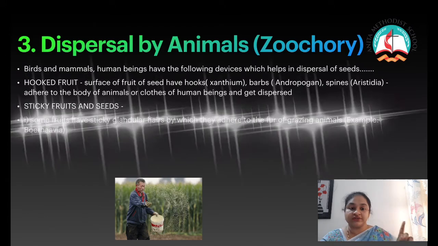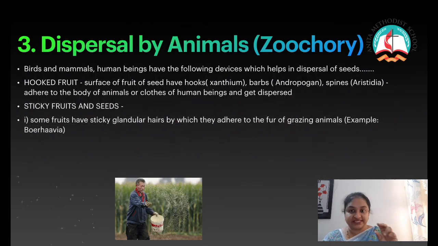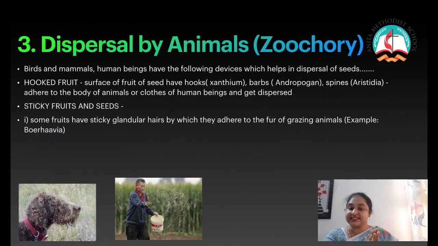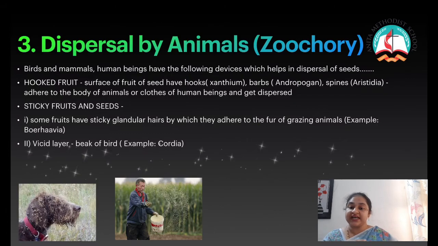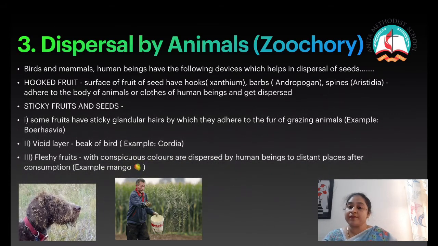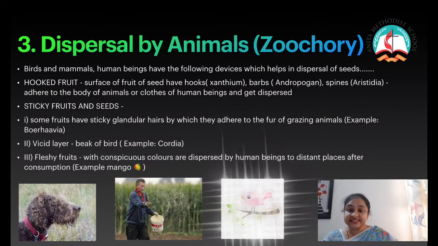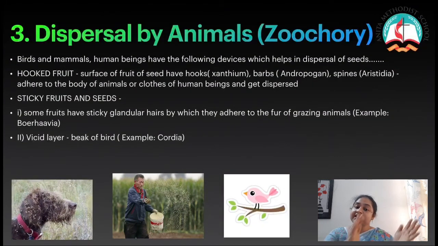The hooked fruit. The surface of the seed, fruits or the seed have hooks in them like the Xanthium. They may have barbs like as we see in the Andropogon, or they may have spines as in Aristida. These adhere to the body of the animals or clothes of the human beings, and they get dispersed to different places. Sticky fruits and seeds.